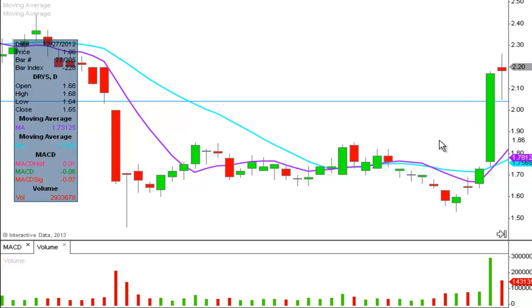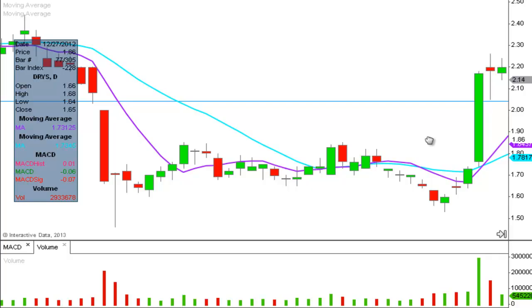So let's now see what happens the next day. You can see here another consolidation day. So before the next day gets started, two options.